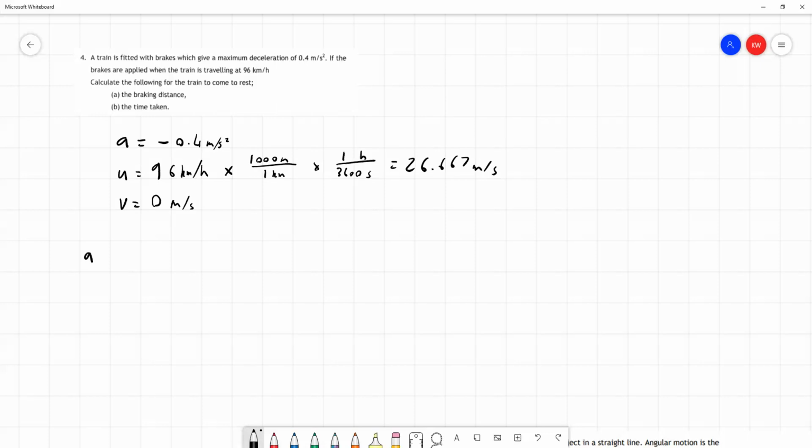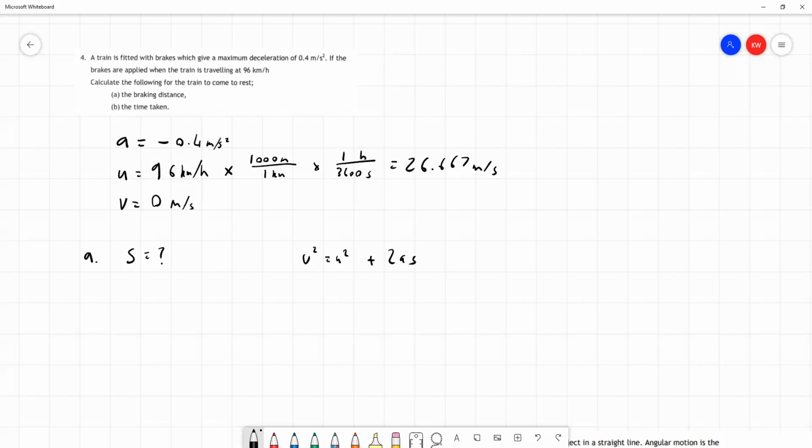Now in part A of the question, we're asked to find the braking distance. So S is our unknown. If we consult a list of linear equations, we find there is one equation we can use which has V, U, A, and S in it. So the three things we know and the one thing we don't. And this formula is V squared is equal to U squared plus 2AS. So we can put in the values we have and solve this to find the value for S, that is the braking distance of the train.